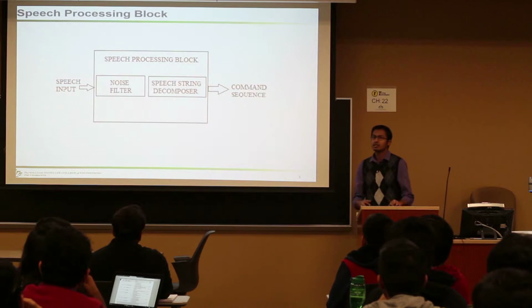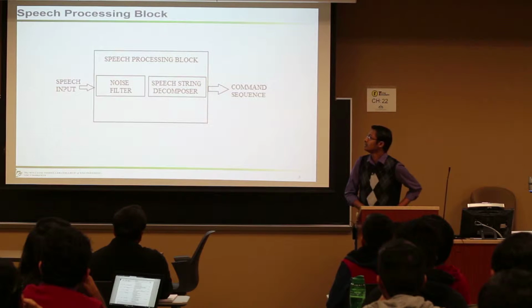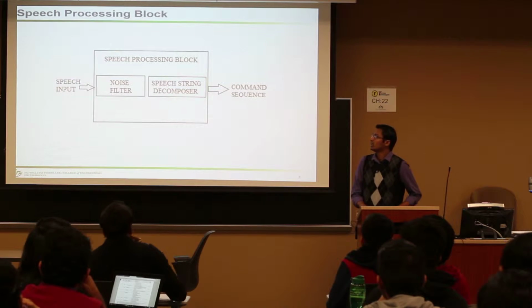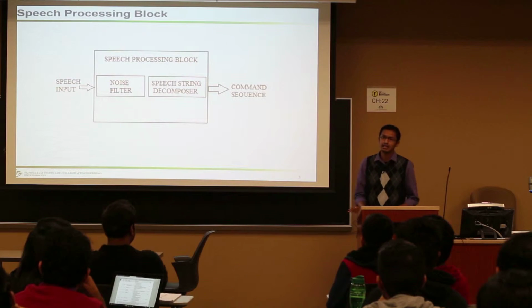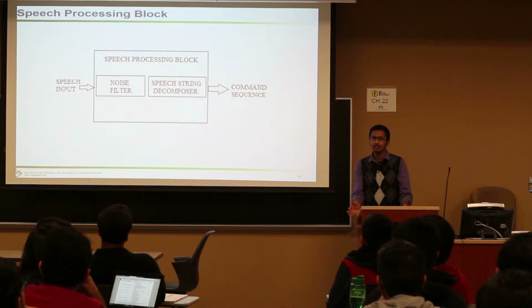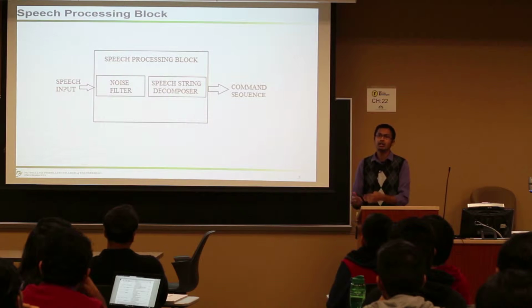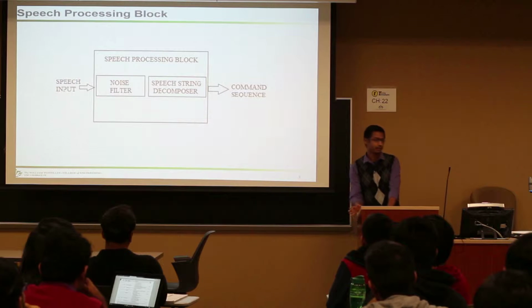The front end of the system is a speech processing block. As you can see, it's a speech input. This is an example of high-level task planning, wherein you have a big task, and then the speech string decomposer will take this big task and decompose it into smaller, or level 2, task modules. The output is actually a command sequence of subcommands.